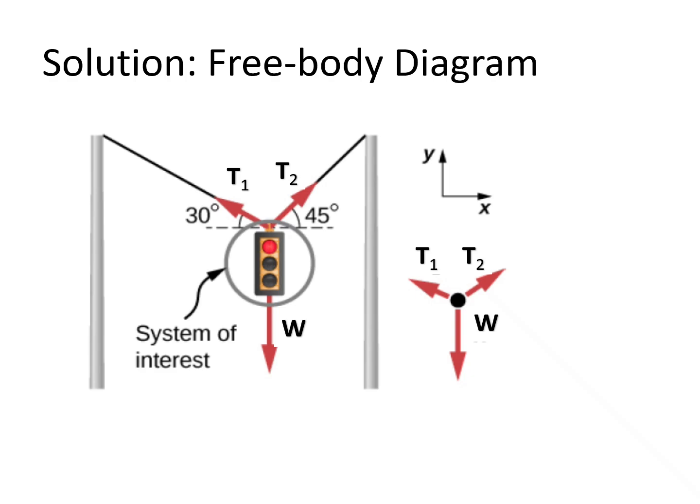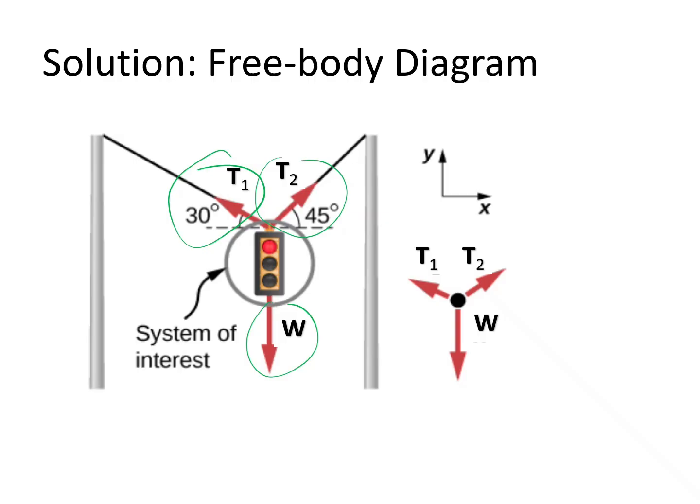First, the weight W acts straight downward. The magnitude of the weight is mg. Second, the left cable exerts a tension force T1 on the traffic light. Since tension pulls along the cable, T1 points upward and to the left. Third, the right cable exerts a tension force T2 on the traffic light. This force points upward and to the right.